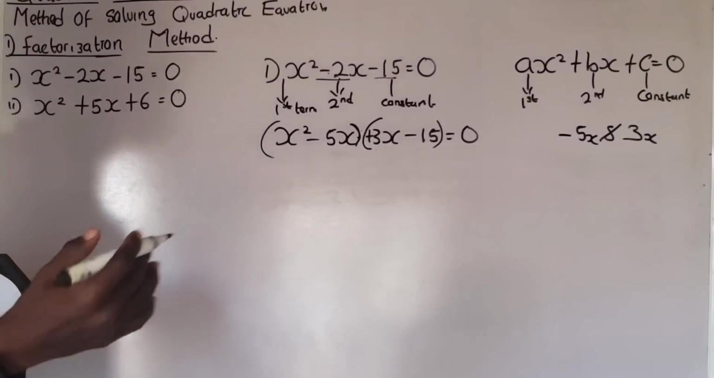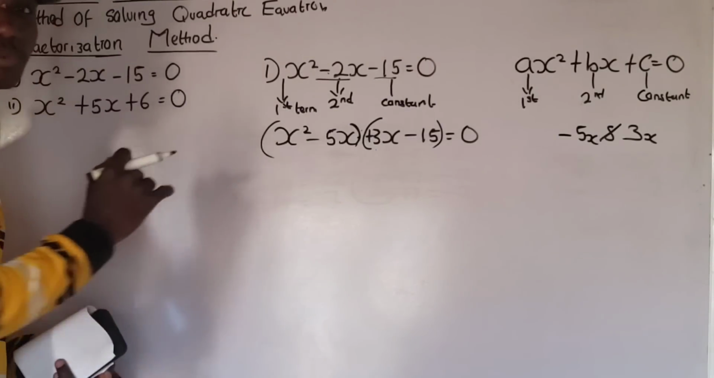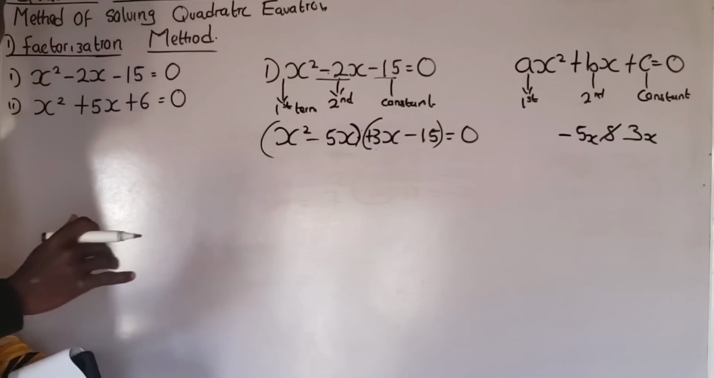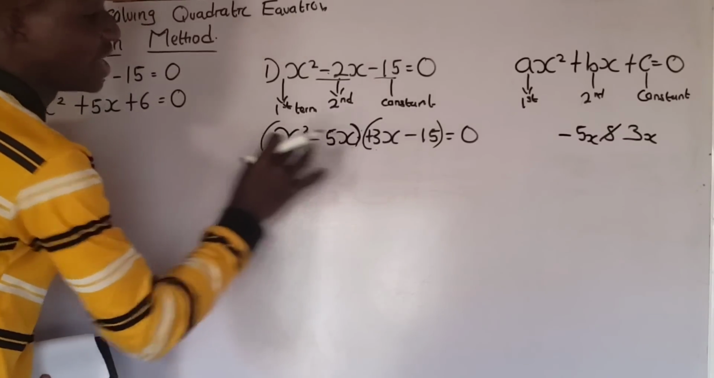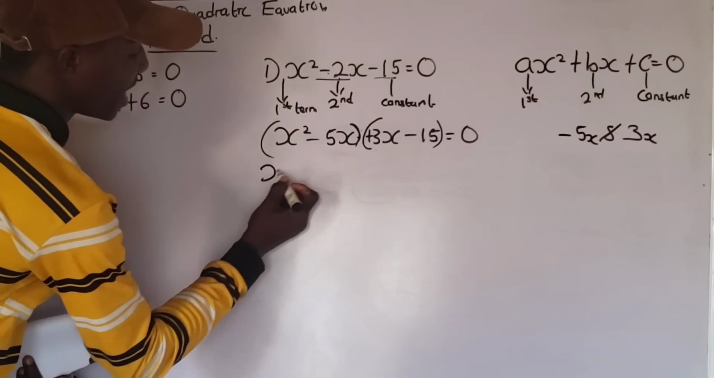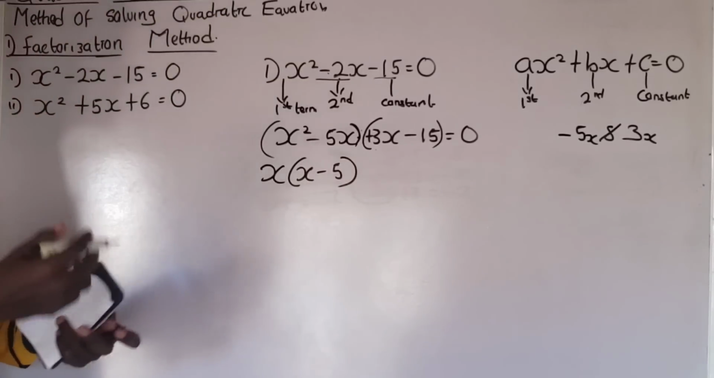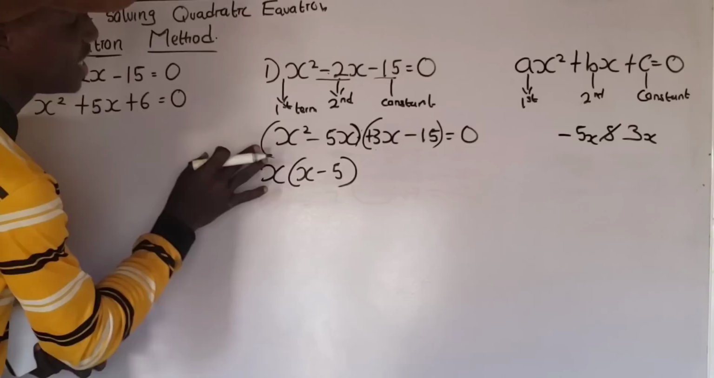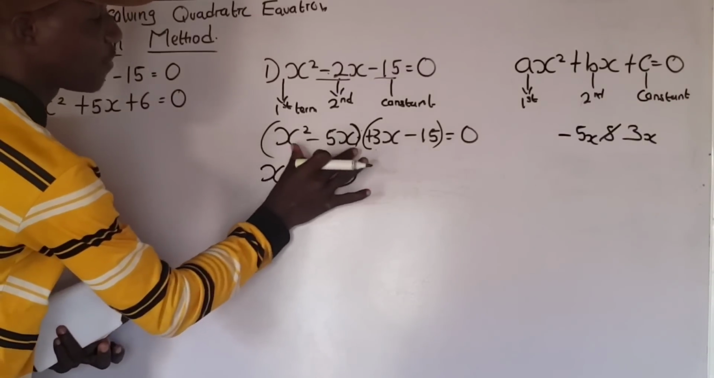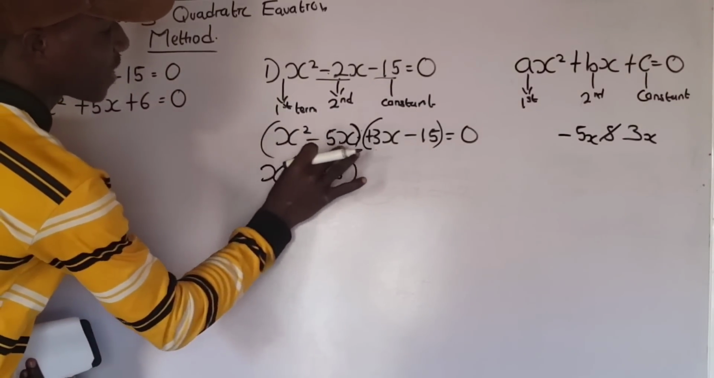Factorizing means bringing out the common term between the two terms in the brackets. You understand? What is common to x squared and negative 5x? The common term is x. So I'm going to have x into bracket x minus 5. Do you understand? Listen to the explanation again. What I'm doing here is that I want to factorize the first part of this quadratic equation. The first part is x squared minus 5x.